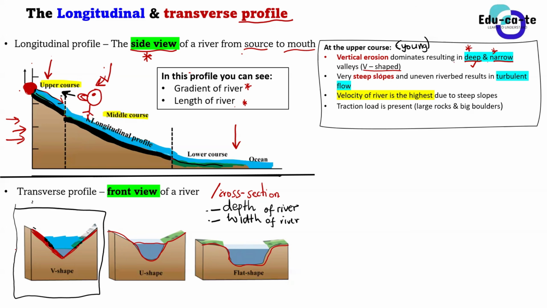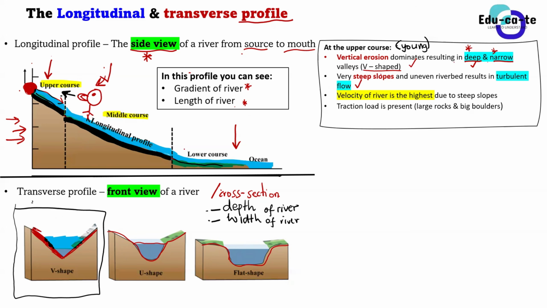The other thing, they have very steep slopes. That's one thing. There is a very steep slope. Guys, this V-shape, you can see that it's a V-shape. So basically, it is a very steep slope. So we've got very steep slopes.